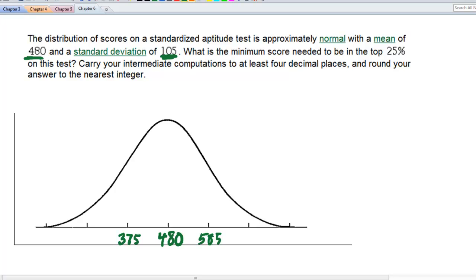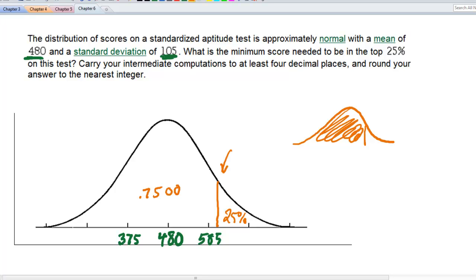Well, the top 25%, let's say, I don't know where it's at. Okay, let's just put a line here and put a 25% there. If I want to find the top 25%, but I'm looking in a chart that shades the left side, should I look up 0.2500? No, I shouldn't. I should look up 0.7500 to get this z value. And that's what I'm going to do right now.